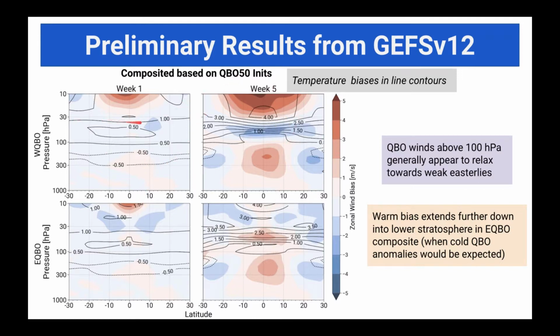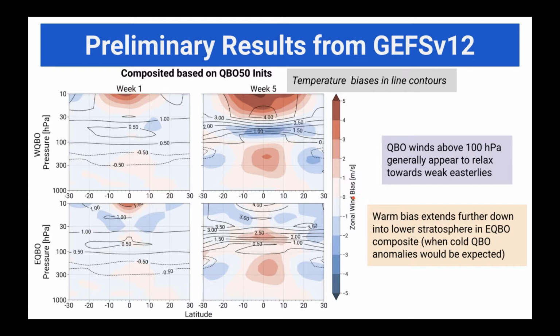Now here we're still looking at zonal mean biases, but this time I'm focusing only on the tropics and only up to 10 hectopascals because I've composited these based on the phase of the QBO at 50 hectopascals. So in the colors we have the biases in the zonal mean zonal winds, while in the line contours we have the biases in temperatures. So the top row is for westerly QBO, while the bottom is for easterly.